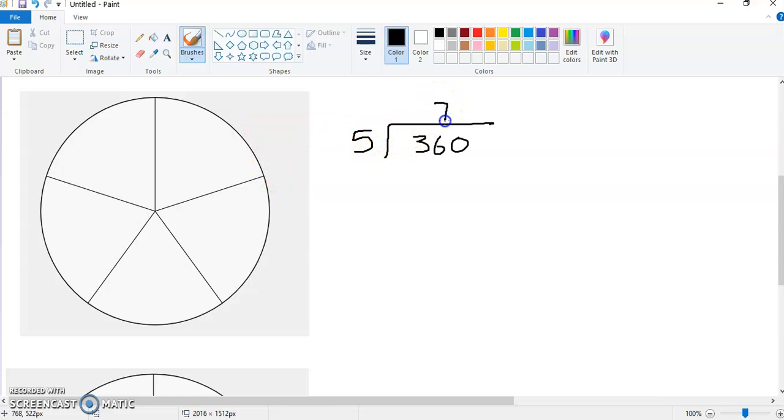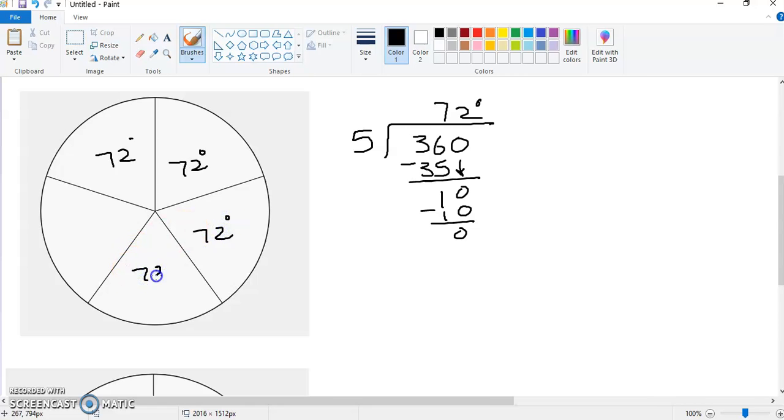Let's see, 5 times 7 is 35, so I'll subtract 35. Bring down the 1, and then the 0. 5 times 2 is 10. So every single one of these pieces is going to be 72 degrees. If you were to measure the angle for all 5 parts, it would be 72. We're talking about this right here. If you measure from here to here, or from here to here, and you connect those, that creates a circle again. So every single part here is 72 degrees, because there are 5 equal parts and 360 degrees in a circle.